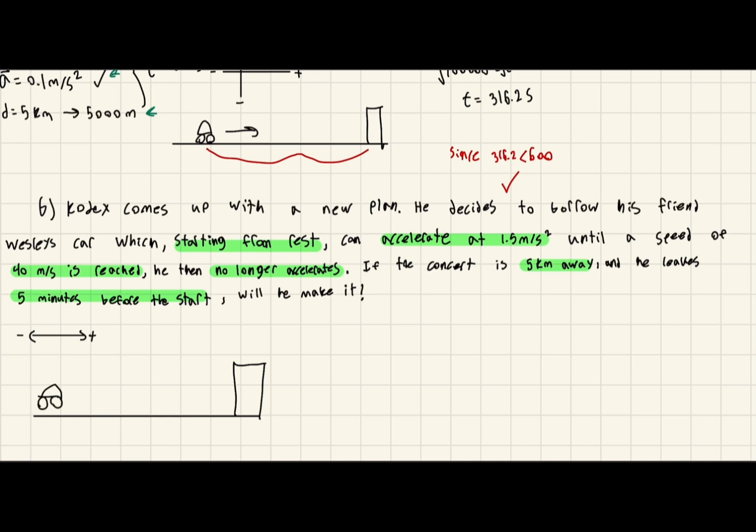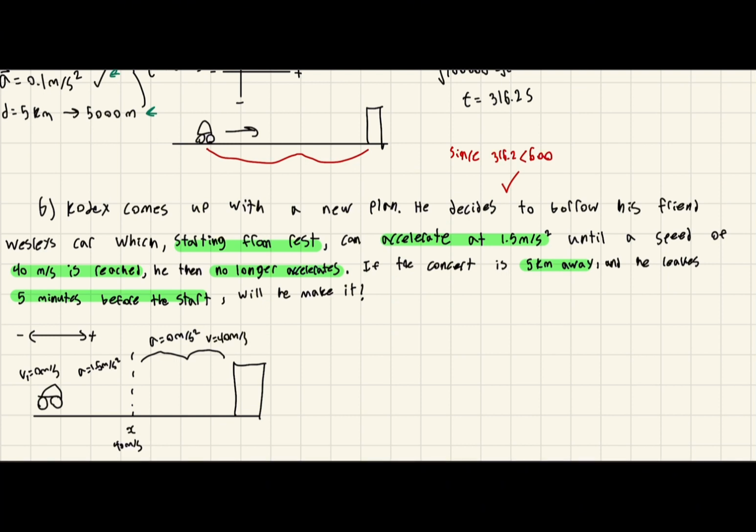So we know that Codex is going to be starting from rest. So he's going to have an initial velocity of 0 meters per second, and he's going to accelerate with an acceleration of 1.5 meters per second squared until some point, let's just call it point X here, until a velocity of 40 meters per second is reached. And then he no longer accelerates. So that means this distance here, he's going to have an acceleration of 0 meters per second squared and a velocity of 40 meters per second.